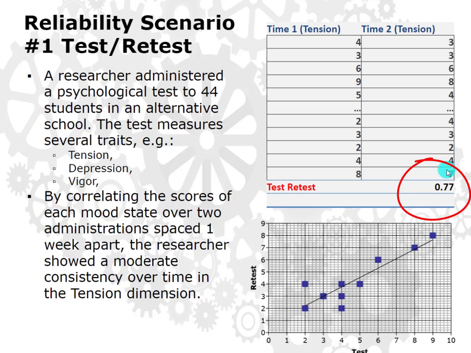0.77 is pretty strong, right? It's pretty close to 1. It's a moderately strong correlation. So what they were able to do is show that there was consistency over time. People that scored high the first time scored high the second time. People that scored low the first time scored low the second time. There wasn't too much change over time.